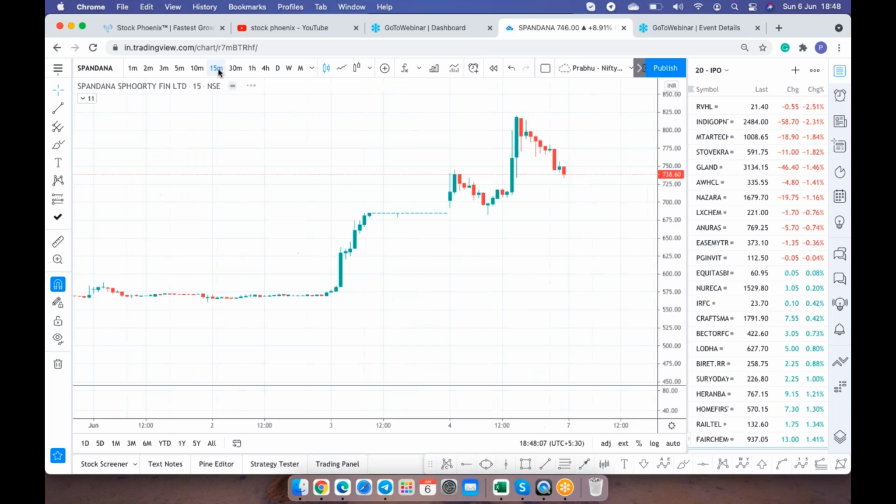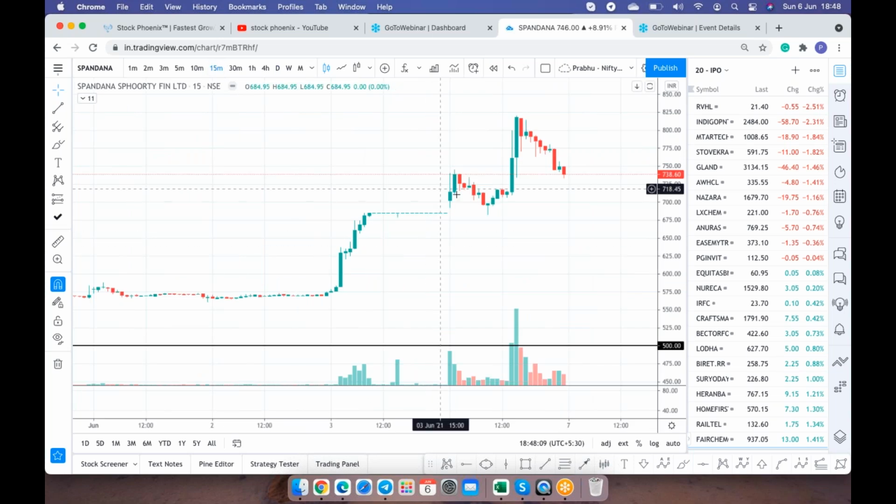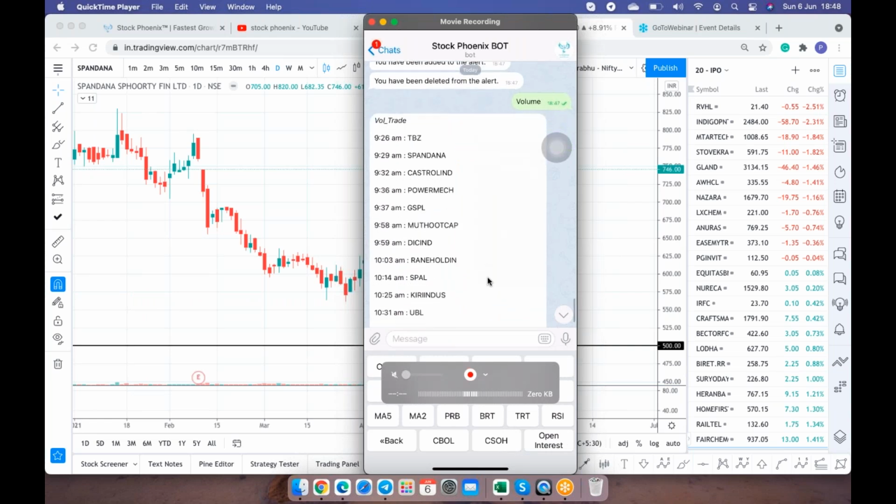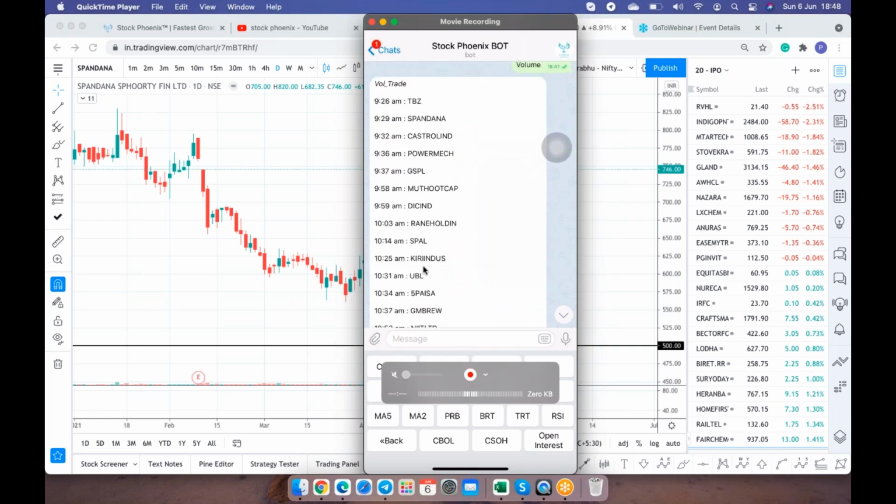Again, early in the morning itself, the bot gave a quick alert here. Now from here also, if you could have made an entry on the breakout of the opening range, you could have caught a move from 730 to 830, almost 100 points. We made decent profits in Spandana. So these kinds of quick volume alerts will be given by this. And Kiri Industries also had a volume alert.